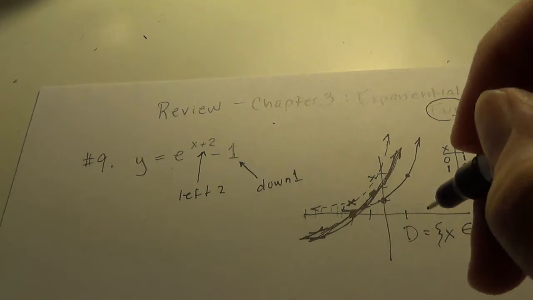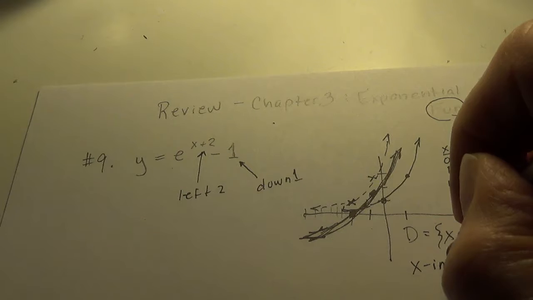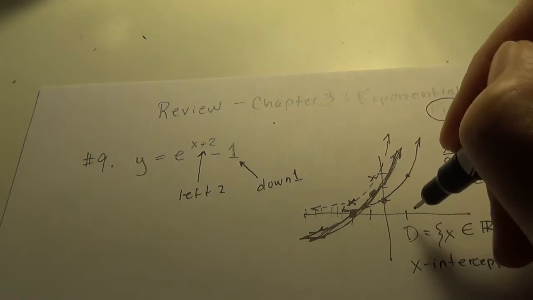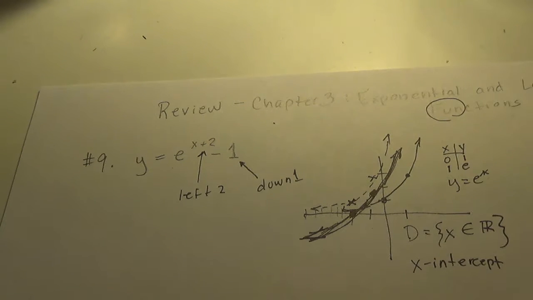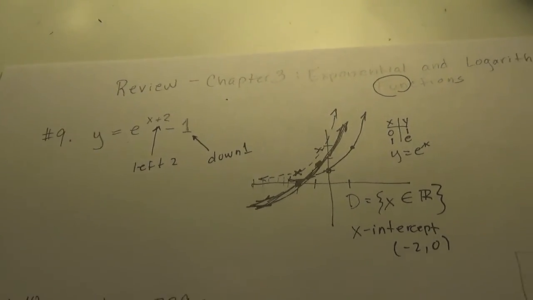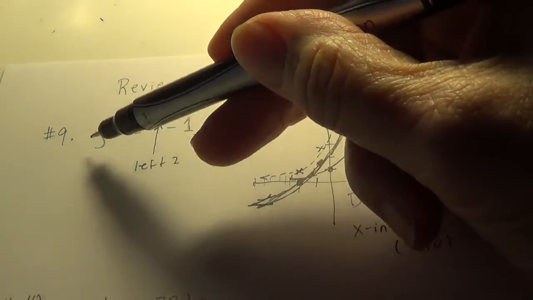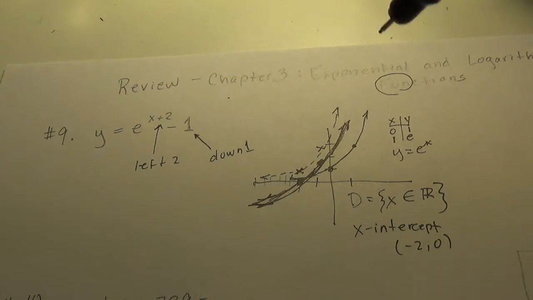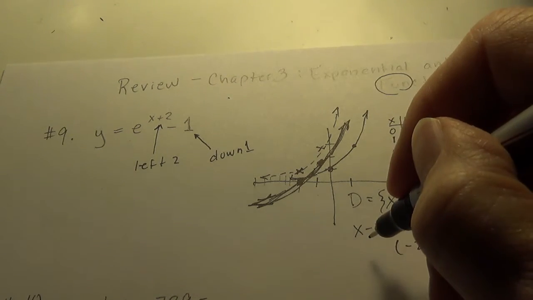And the x-intercept is where it crosses the x-axis. So you can see here it's at -2, 0. And if you're not convinced of that, you can take the original and set this equal to 0, and solve that. And you'll see it does come out to x equals -2.